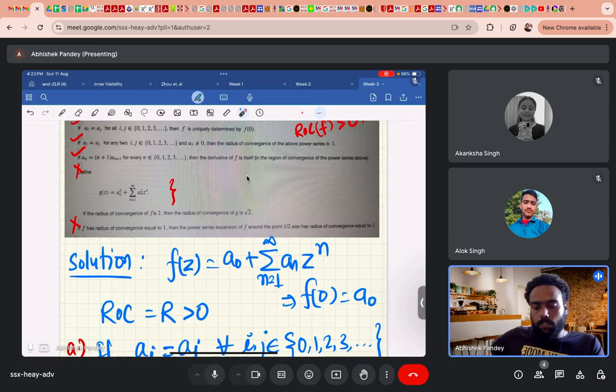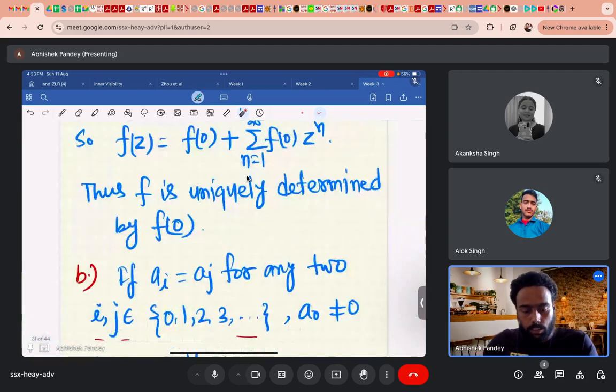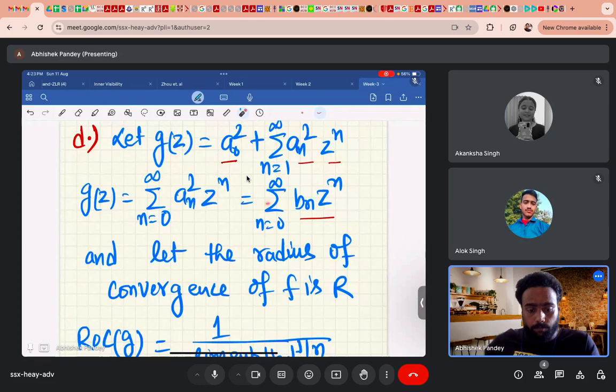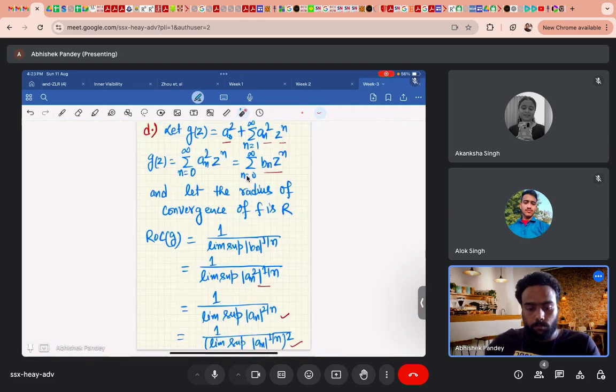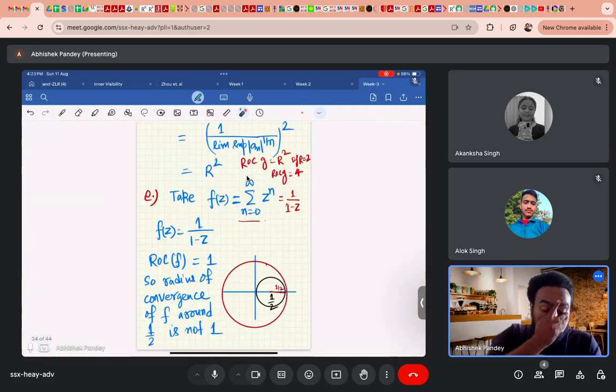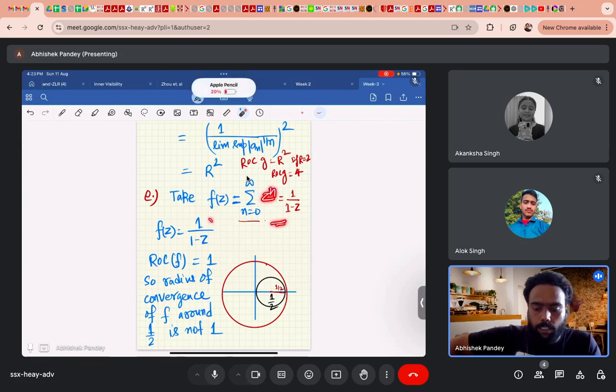If the radius of convergence equals 1, then the power series expansion of f around the point 1/2 also has radius of convergence equal to 1. Let us see this one. This is also an important thing. Take f(z) equals 1 upon 1 minus z. What is the radius of convergence of f? It is 1.